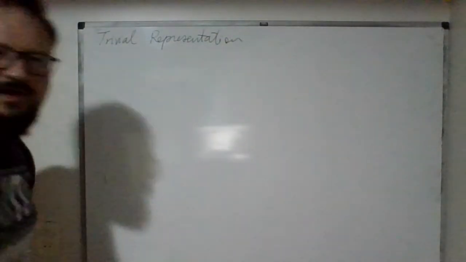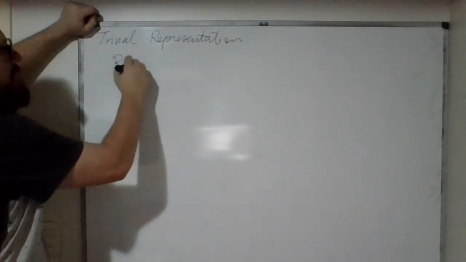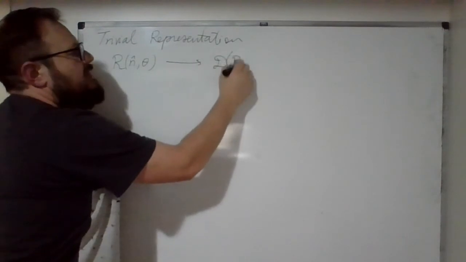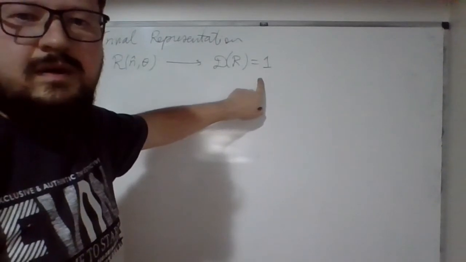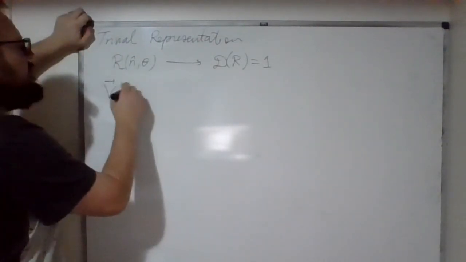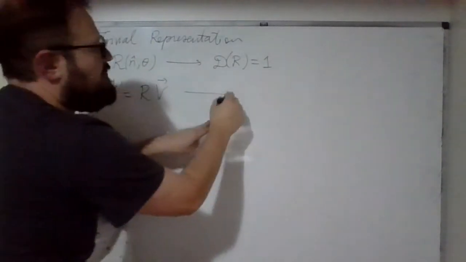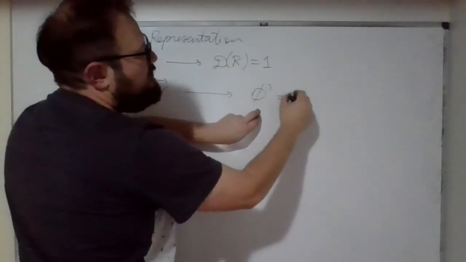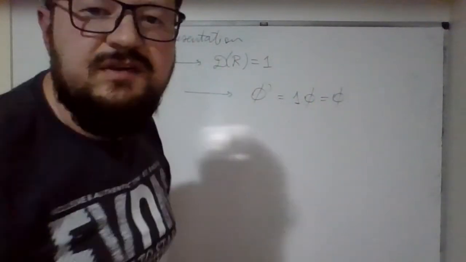A trivial representation corresponds to replacing any rotation around any direction, any kind of rotation, by one. This D of R is one, number one. Okay? So you rotate a vector, v prime is equal to the rotation times v. In this representation, you have an object, phi prime is equal to 1 times phi, which is exactly phi. The object is unchanged by rotation.